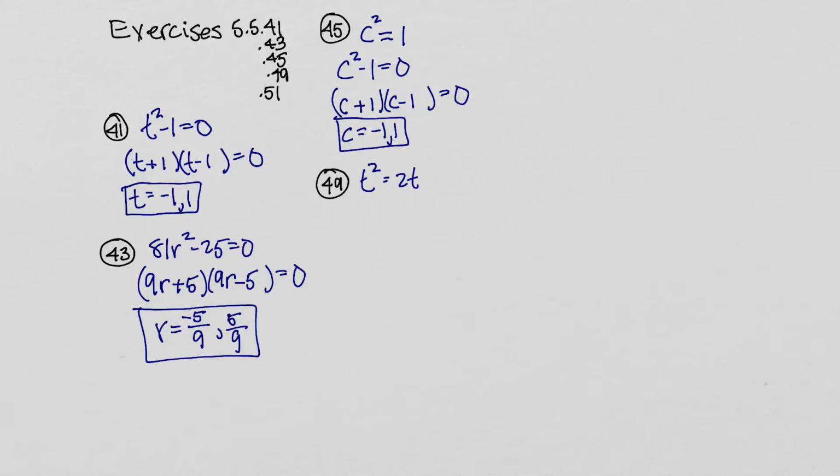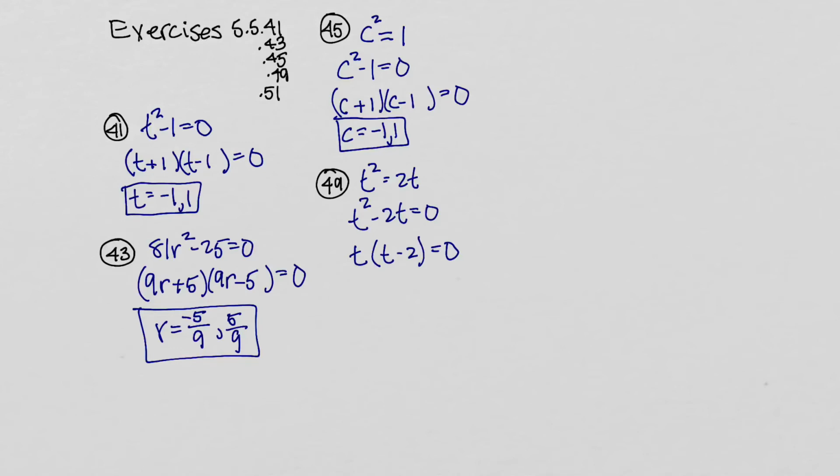In this problem here, 49, we're given a quadratic. Let's get everything on one side and 0 on the other, and then we'll factor it. So we're going to subtract this 2t to get everything on the left side. So we'll get t squared minus 2t equals 0. And now we notice that we have a t common to both of these terms. So let's factor out that t. That'll leave us with t times t minus 2 equals 0.